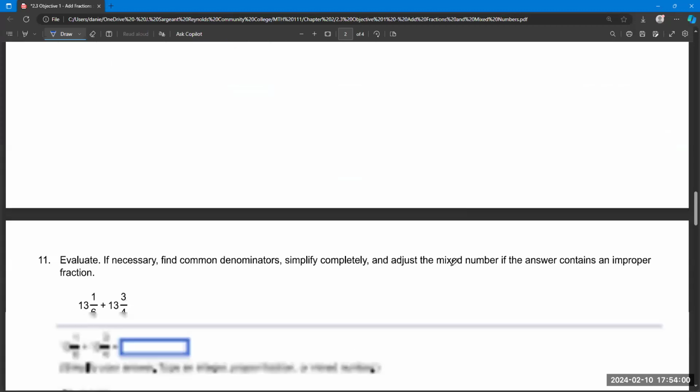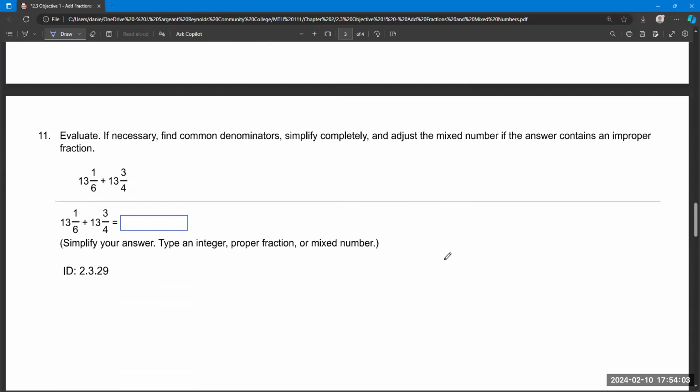And we have one more problem down here. 13 and 1/6 and 13 and 3/4. Our common denominator is going to be 12. That's going to be 13 and 2/12. 13 and 9/12. It's going to give us 26 and 11/12.